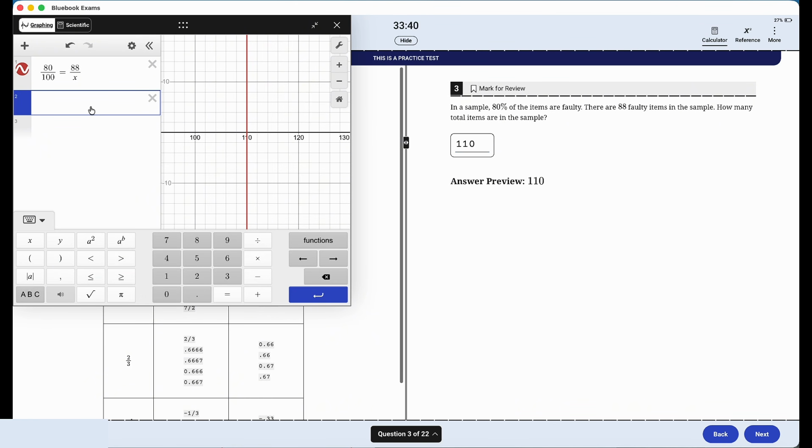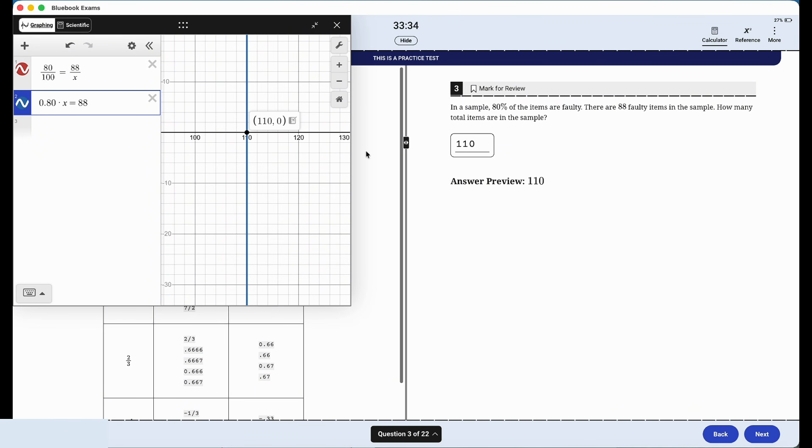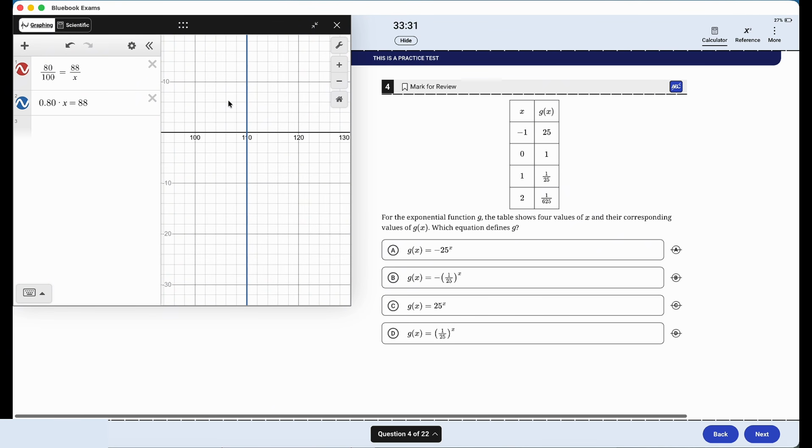The other thing is you could just make an equation. You could say 80% of the items, which we don't know, are faulty. And you see that gives you the same answer that way, right? So translate that into an equation.